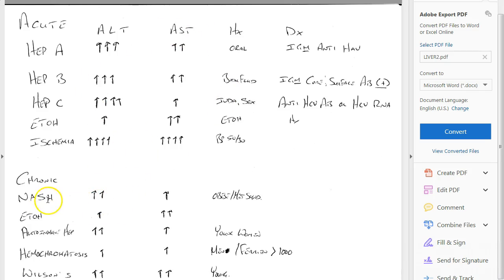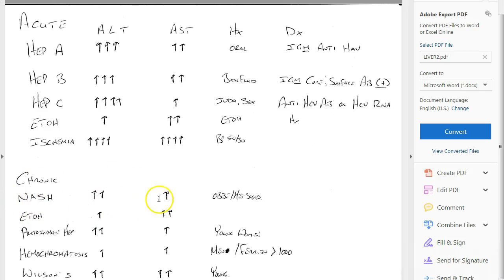So NASH, we'll kind of, for the time being, make NASH and NAFLD interchangeable because they're both chronic. Non-alcoholic fatty liver disease and then non-alcoholic steatohepatitis, the progression of fatty liver disease. So, fatty liver disease. You may see a little bump in your ALT. AST will probably stay pretty close to normal. Or you may see stone cold normal LFTs.